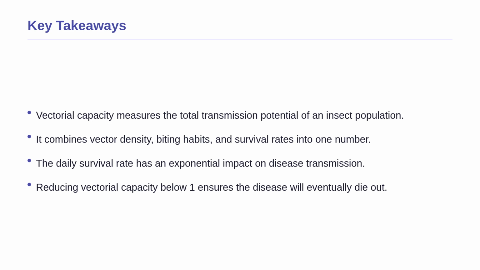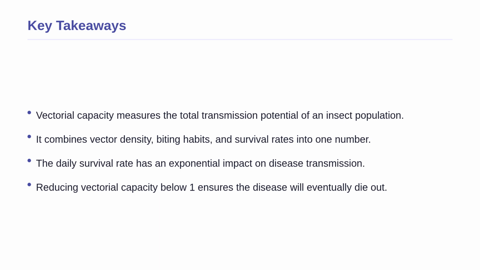We have covered a lot of ground today, so let us reinforce the most important ideas. First, vectorial capacity is the ultimate measure of how effectively an insect population can spread a disease. It is not just about how many mosquitoes there are. It combines vector density, biting habits, and survival rates into one predictive number.